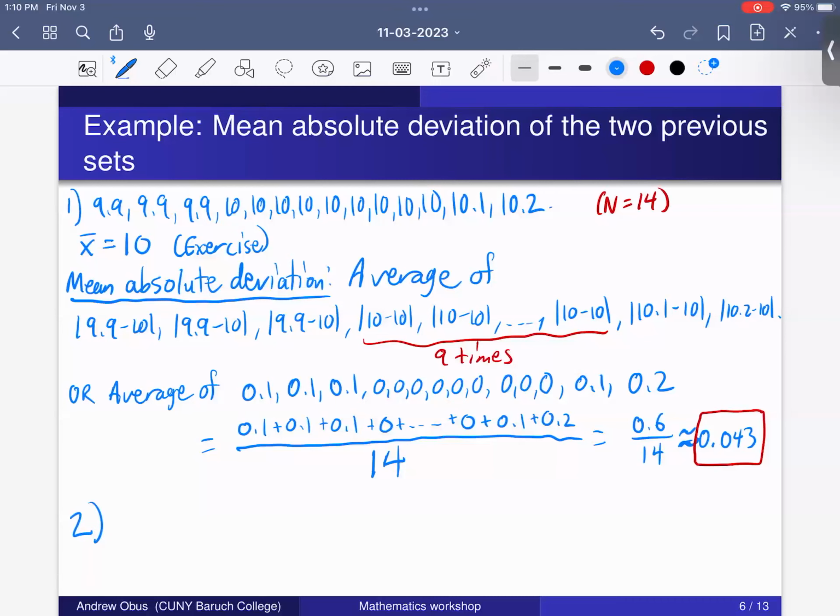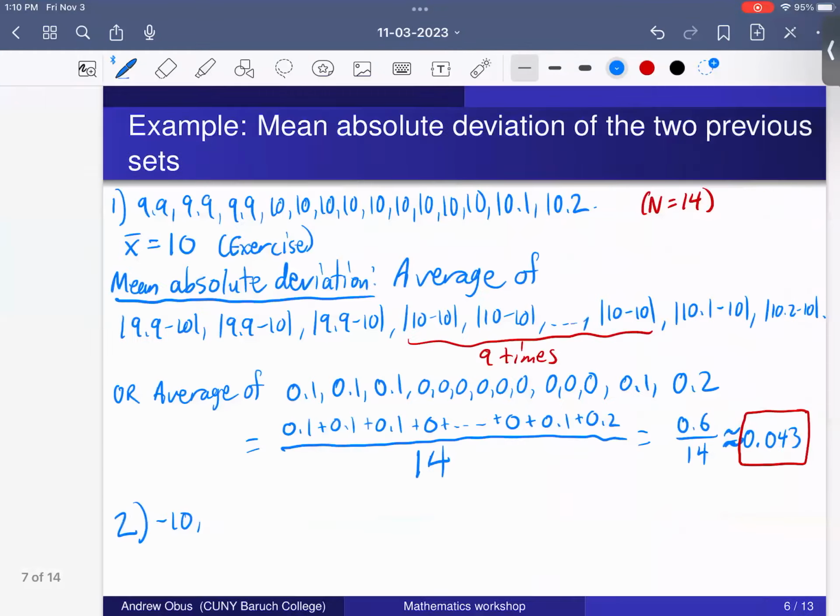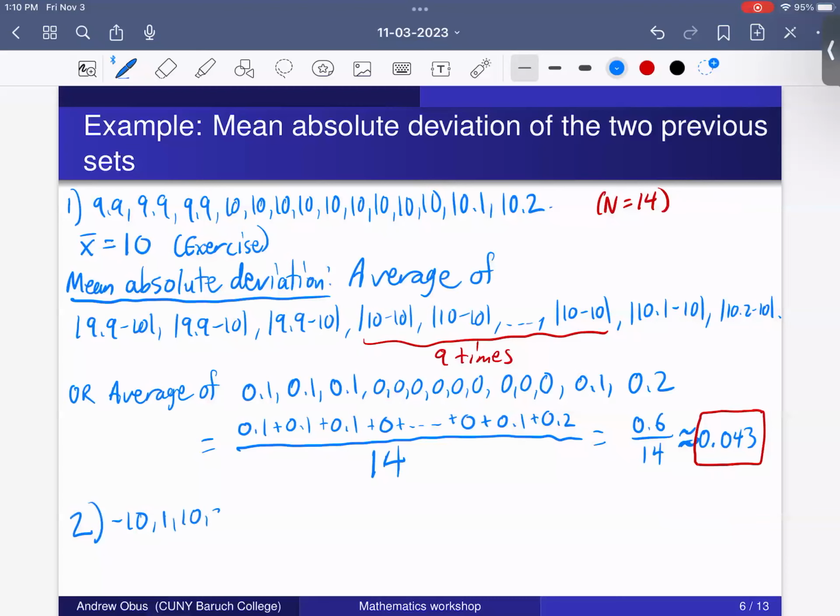Okay, let's just do data set number 2 because that's a little bit smaller. Right, that's minus 10, minus 10, 1. So minus 10, 1, 10, 24, 25. We also, again, have that the mean is 10, also an exercise.